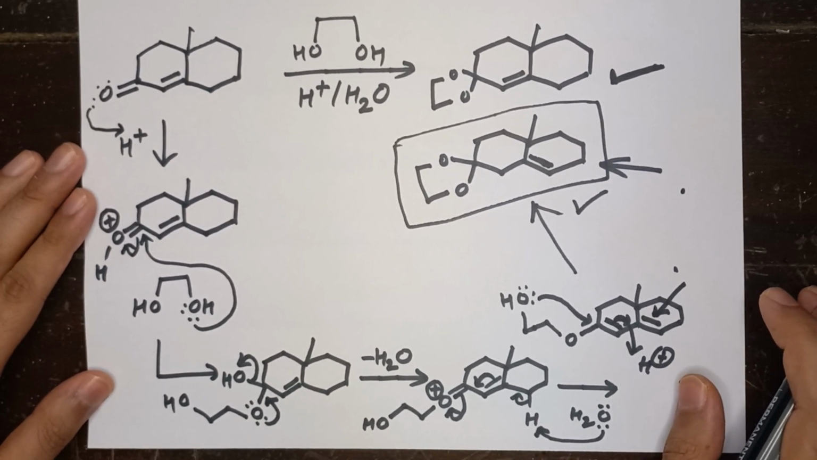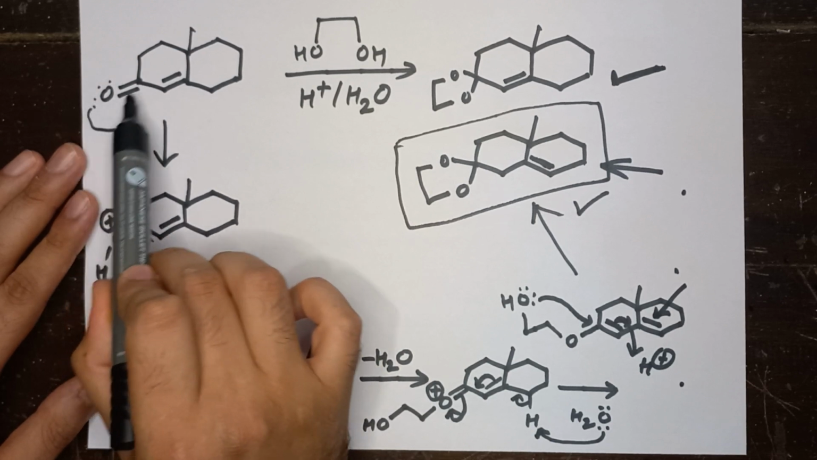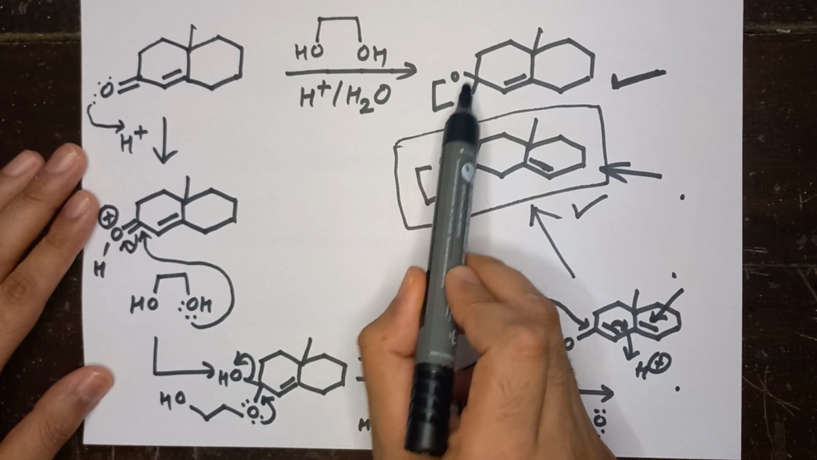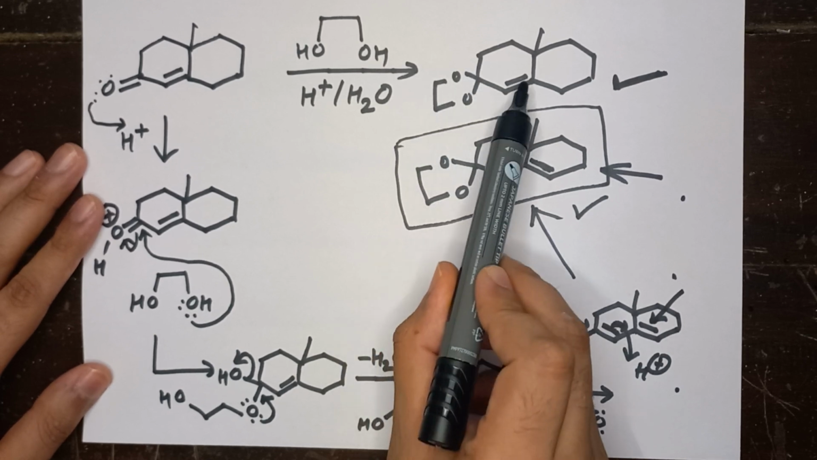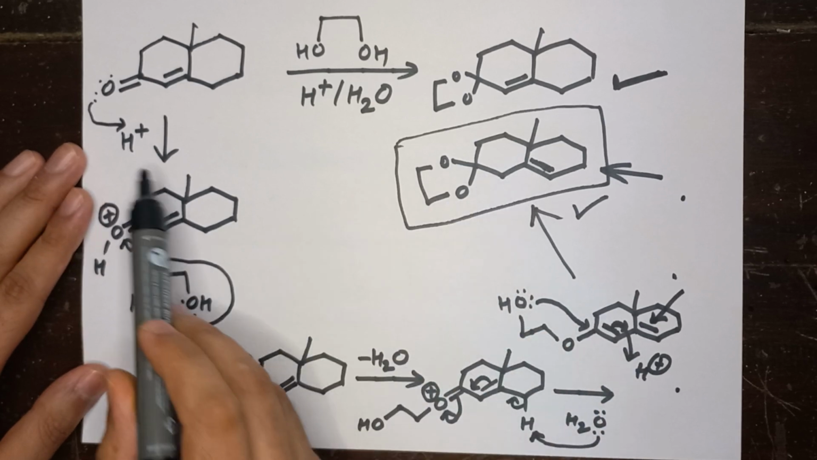Okay, so let me just recall once again what we did. We are doing protection of this ketone. We are expecting that this is the product we are going to get, but the product we are getting is the same, but the double bond position has shifted. So this is the mechanism.